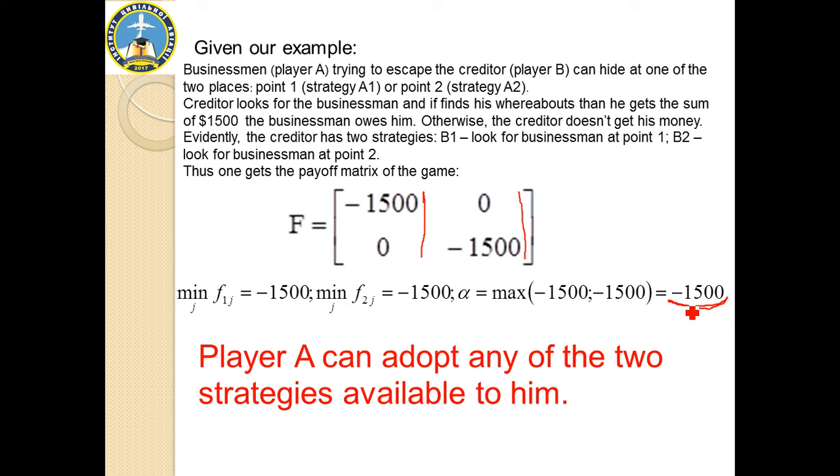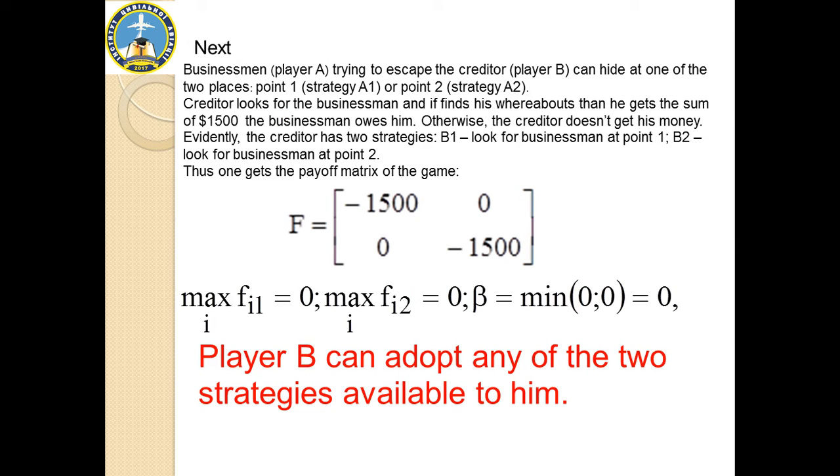This is a solution. Businessman loses 1500, and the creditor gains 1500. On the other hand, the other player B can adopt any of the two strategies available to him.